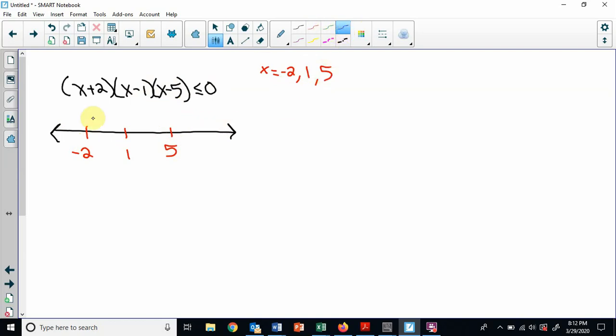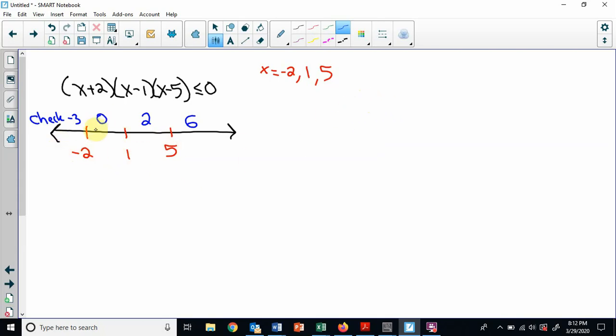Let's pick our checks. What's a number less than negative 2? How about negative 3? What's a number in between negative 2 and 1? If you're going from negative to positive, 0 is always the easiest number. For 1 to 5, you can do 2, 3, 4, it doesn't matter. Any of those will give you the same negatives and positives. And for greater than 5, let's just check 6. Now we have to check all of these to see which regions are good to go.